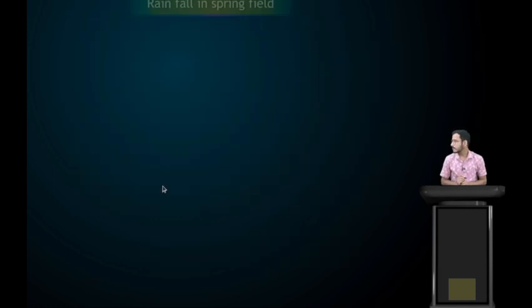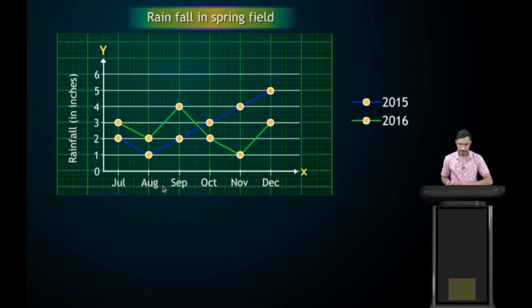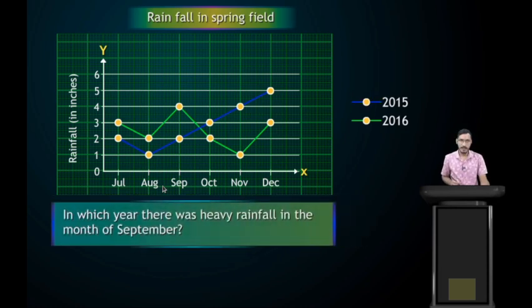So 2015. Now, rainfall in Springfield. Here you can see the rainfall for 2015 and 2016. The data is rainfall in inches, and on the x-axis the months' names: July, August, September, October, November and December. The blue line is 2015 and the green line is 2016. Okay. Now can you tell me in which year there was heavy rainfall in the month of September?